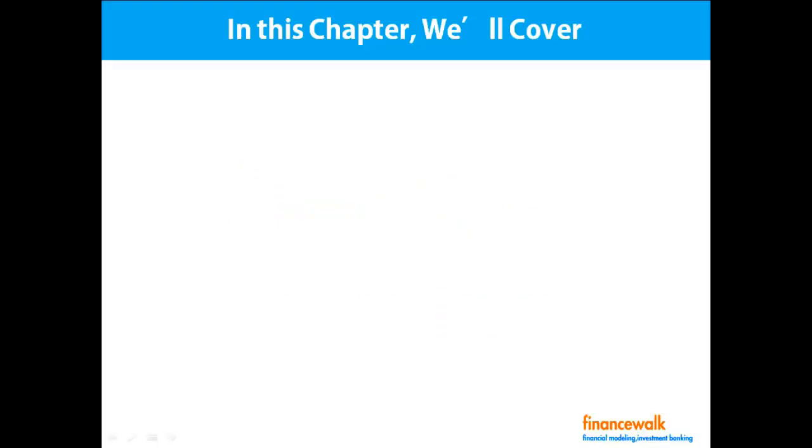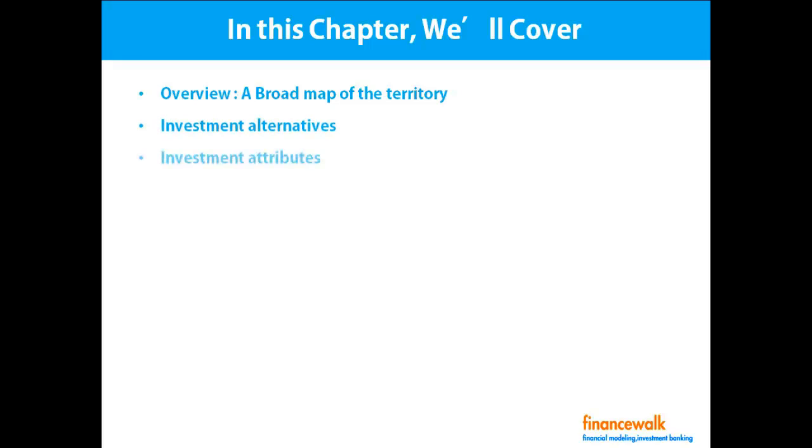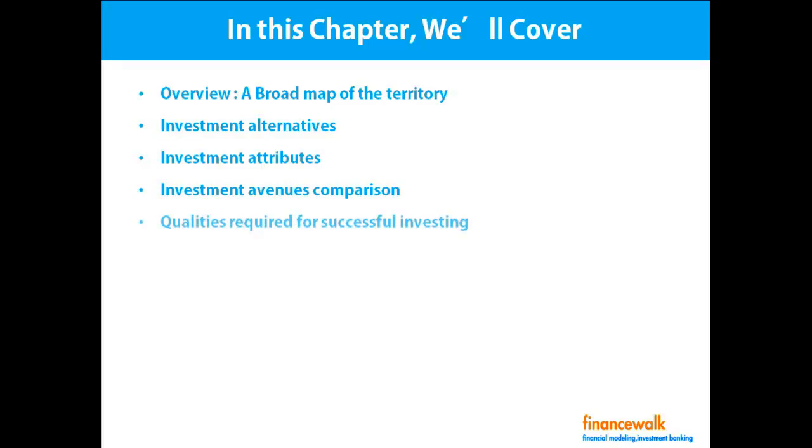In this chapter, we'll cover an overview, a broad map of the territory, that is a broad view of different investment alternatives. Next, investment attributes, different features of different investment alternatives. Investment avenues comparison, how do these investment avenues compare? And qualities required for successful investing. So you will check which are the different qualities required for a successful investor.